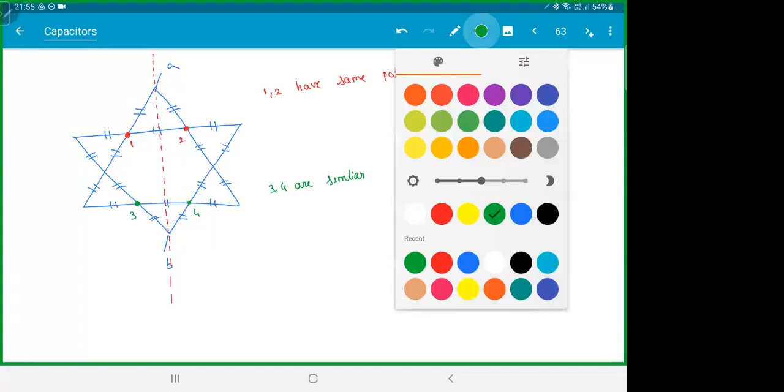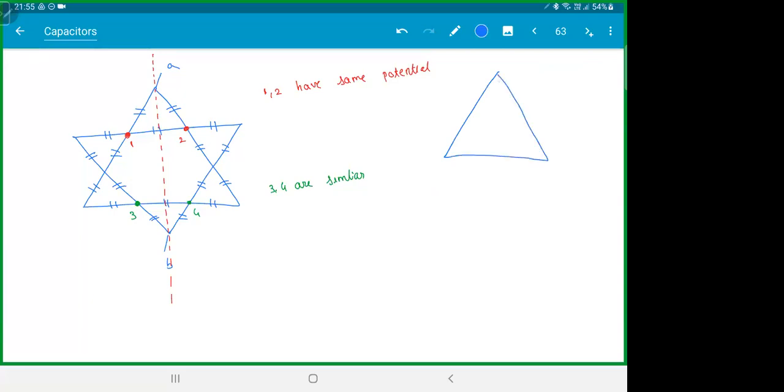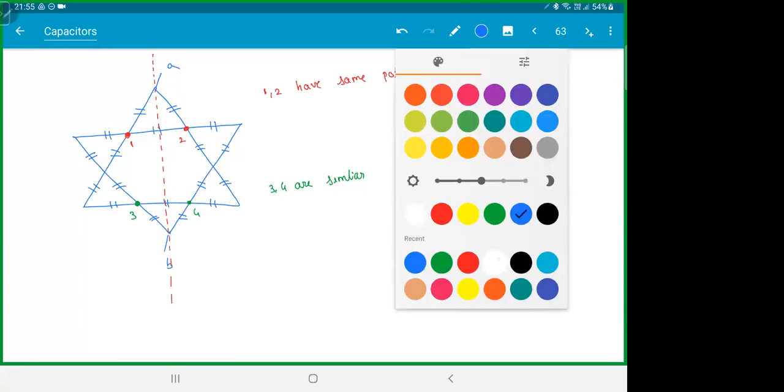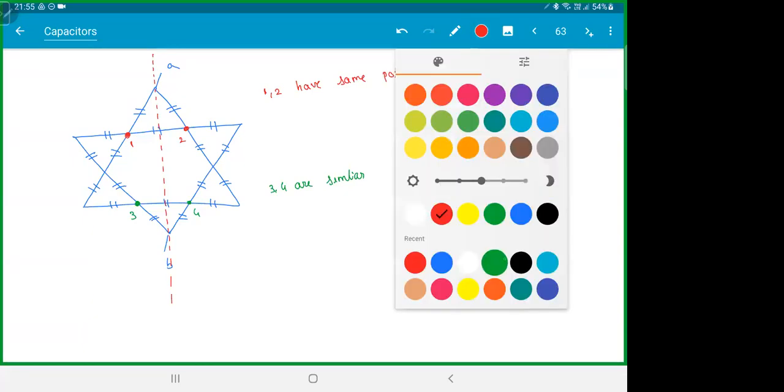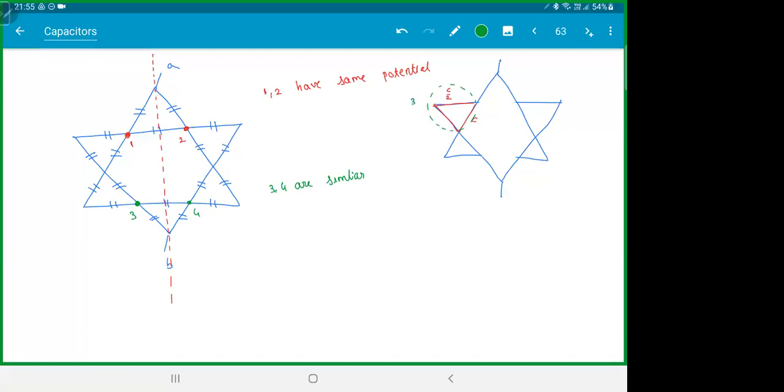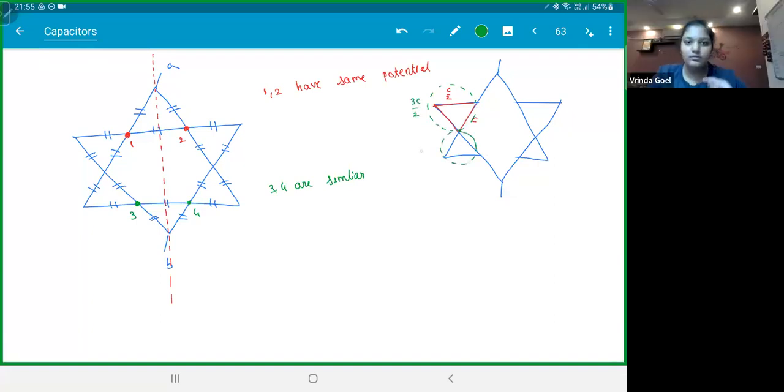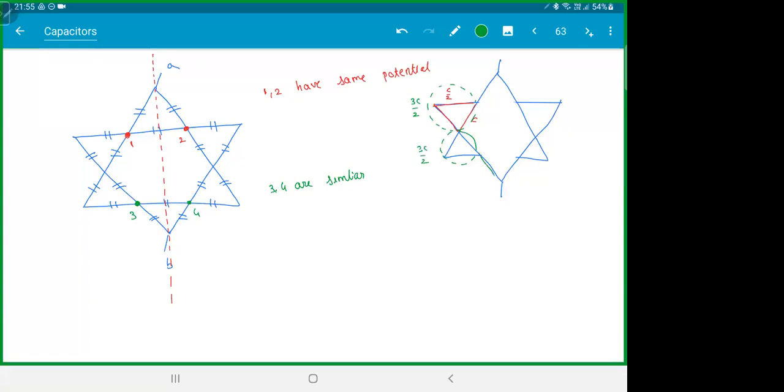That means anything between 1 and 2 and between 3 and 4 can be removed. So your circuit will become like this. This guy in the middle can be removed. And now you're done, actually. If you observe, this and this are in what? Series. How much? C by 2. This is a C, so this whole branch will be how much? 3C by 2. Similarly, this whole triangle will be 3C by 2. This branch is C and this branch is C. So I can just draw the circuit like this.